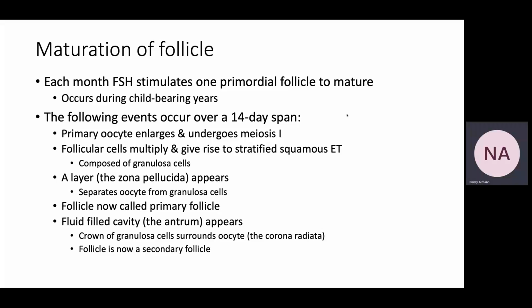A layer known as the zona pellucida will form, which is going to separate the oocyte from those granulosa cells. That follicle is now called a primary follicle. What's known as the antrum will develop, and that is just a fluid-filled cavity. You have a crown of these granulosa cells surrounding the oocyte. That is known as the corona radiata, and the follicle is now called a secondary follicle.